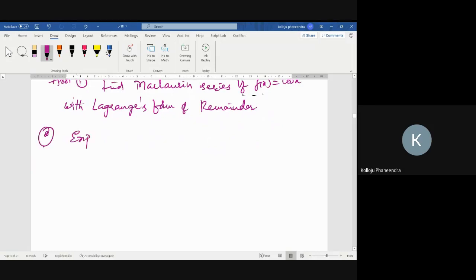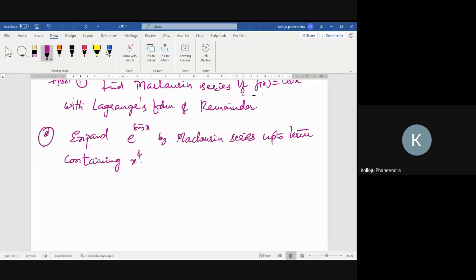Expand e power sin x by Maclaurin series up to the term containing x power 4. Solution. I will tell in two ways.